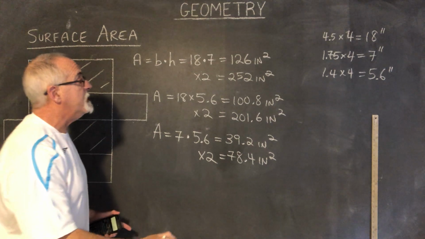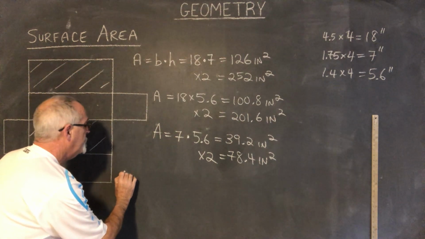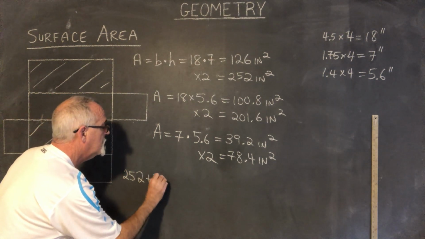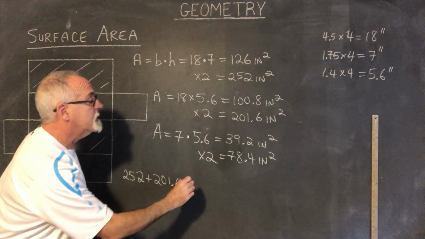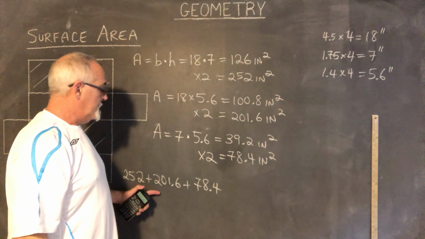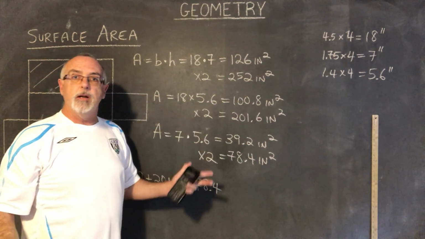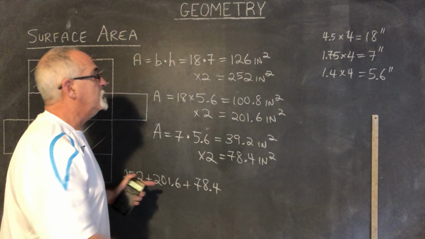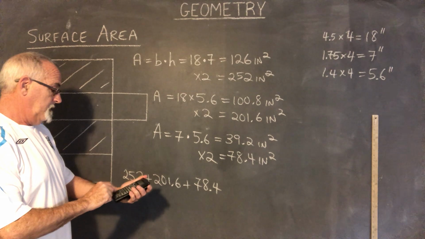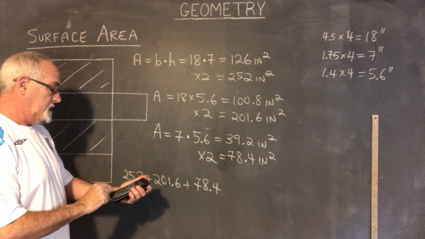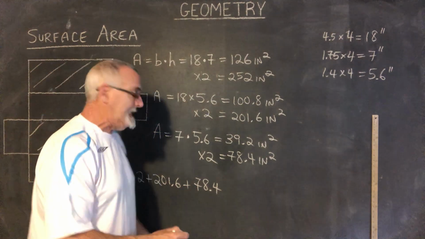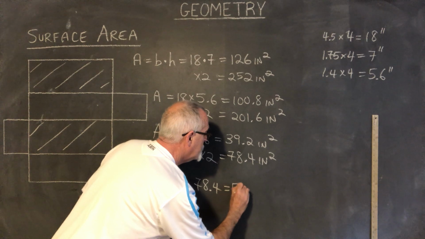I have to add all this together. So I will do that here. 252 plus 201.6 plus 78.4. I think one of the biggest challenges of doing this is having so many calculations and so many numbers and making sure not to miss something or to use the wrong number. But I think I'm being pretty careful. So 252 plus 201.6 plus 78.4 equals 532, a nice clean 532 square inches.